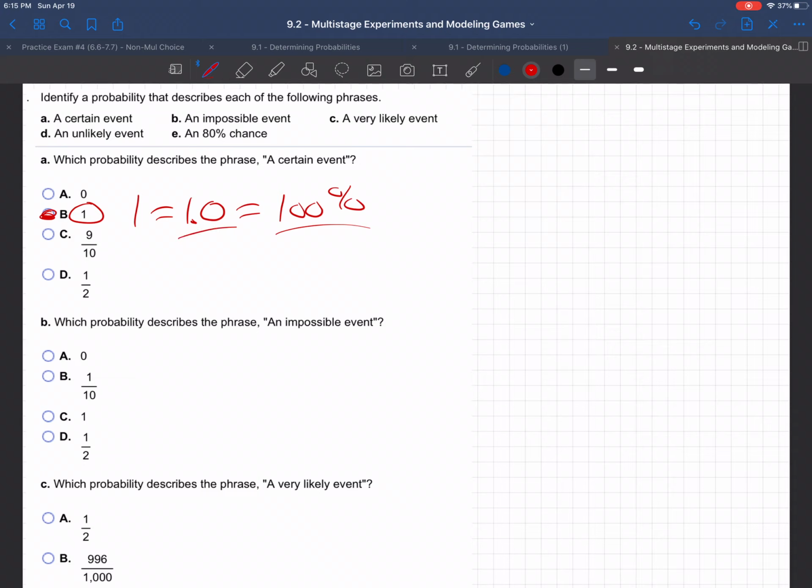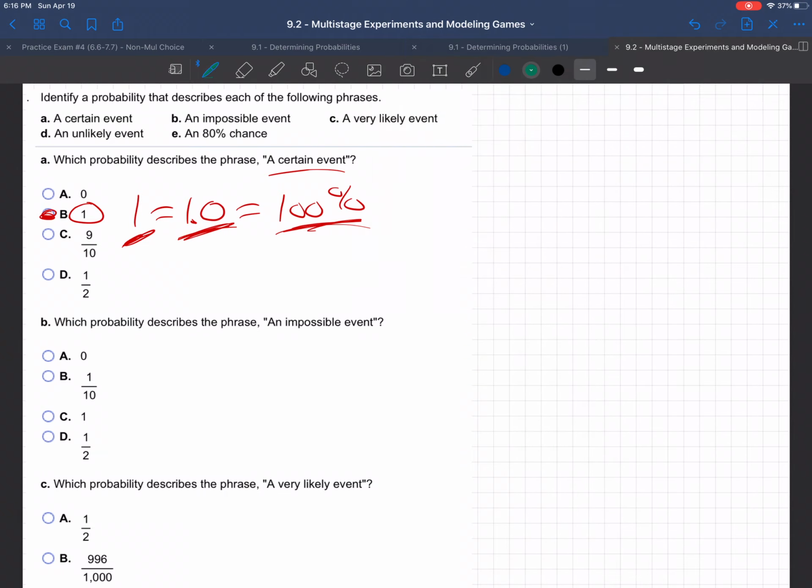So percentage and decimal, those are two languages to say the same thing, like 1 or uno. Those are two different languages in which I'm saying the same number, 100% and 1.0 decimal. So 1 or 1.0 is the same as 100%. That's a certain event. Part B.